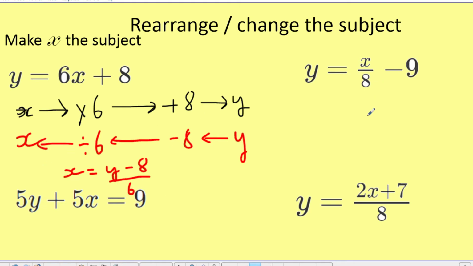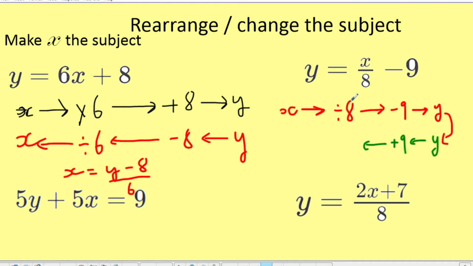Okay, let's do this one here. So now we've started with X again. And the first thing we're doing is dividing by 8. And then we are subtracting 9, and that gives me Y. Okay, reverse it. We've got Y. The opposite of subtract is to add. The opposite of divide is to multiply. That's going to give me X.